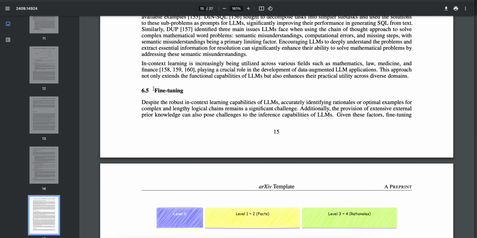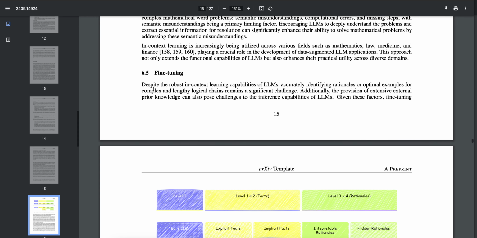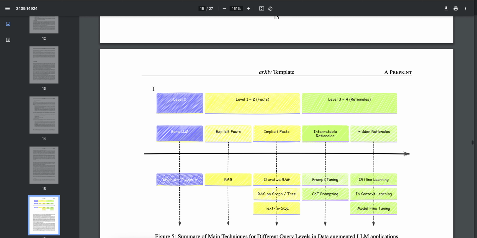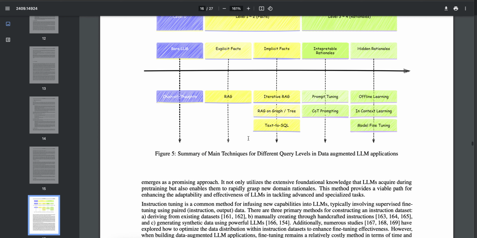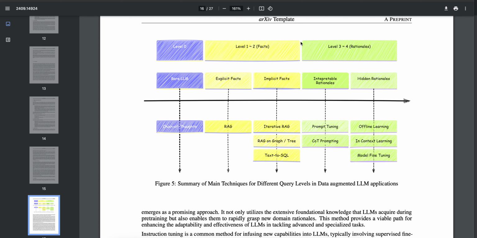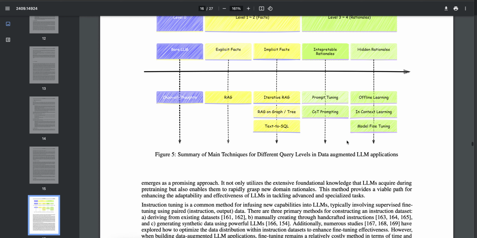Then you have fine tuning for the model. Definitely fine tuning is going to help you a lot here, because you need to know when your model needs to answer and when it should say, sorry, I cannot answer, right? Summary of main techniques for different realization: then you have iterative RAG on graph, text to SQL. So these are, I think, specifically for levels 1 to 2, 3 to 4, right?